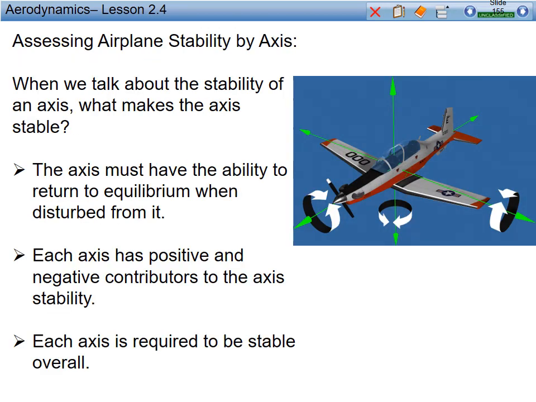Assessing airplane stability by axis. When we talk about stability of an axis, what makes the axis stable? The axis must have the ability to return to equilibrium when disturbed from it. Each axis has positive and negative contributions to this axis stability. Each axis is required to be stable overall for the airplane to be stable.